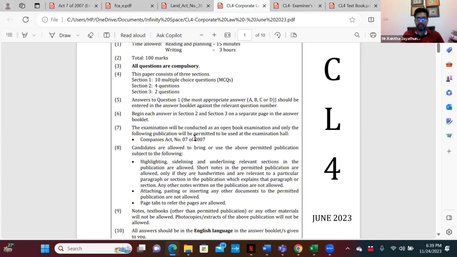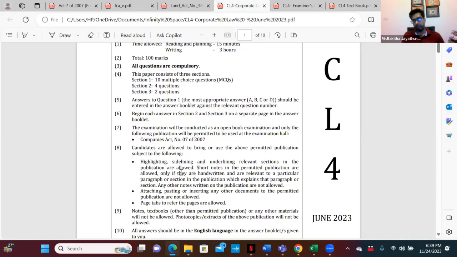Instruction number 7 says the examination will be conducted as an open book examination, and only the following publication will be permitted to be used at the examination hall. So it's an open book test. However, the only material that you can keep with you at the exam is number 7 of 2007, the Companies Act. At the same time, candidates are allowed to bring or use the above permitted publications subject to the following: highlighting, sidelining, and underlining relevant sections in the publication are allowed.